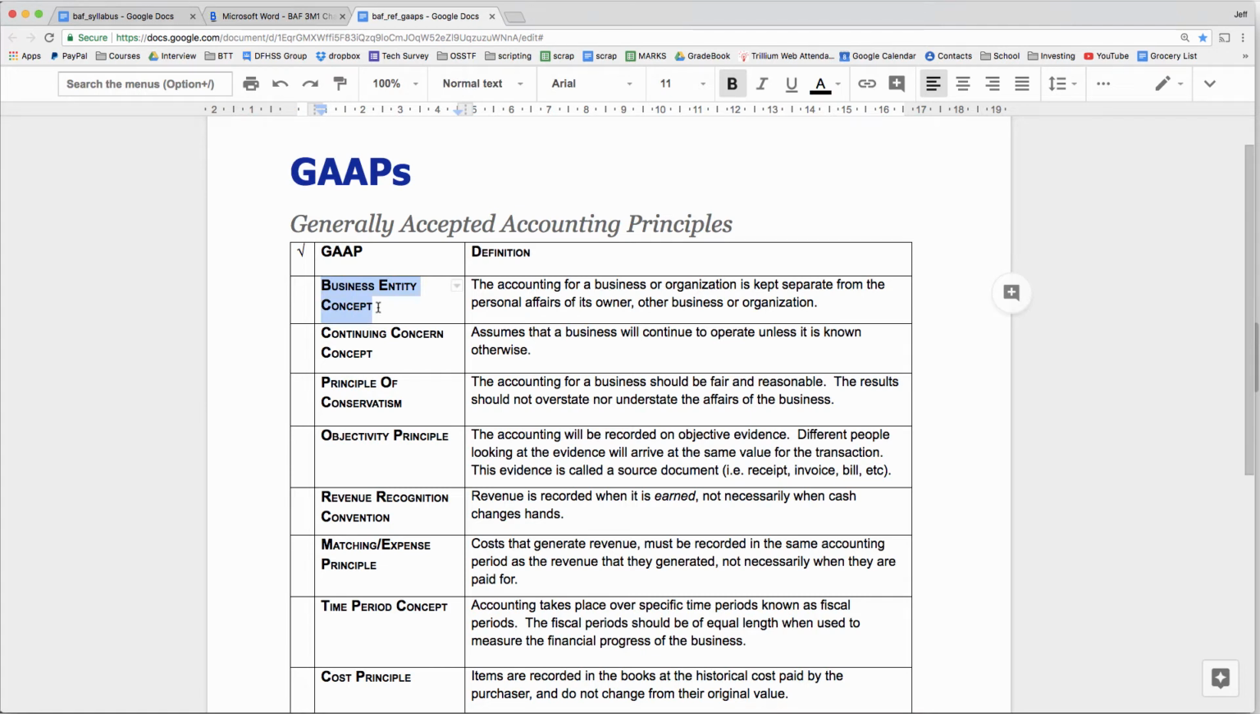So when you're doing these short cases, the business entity concept in everyday English means that you have to keep the affairs of the owner separate from the affairs of the owner's business. So if the owner takes business money to buy groceries on the way home from work, that's not a business cost. It's not a business expense. And how does that relate to the purpose of accounting?